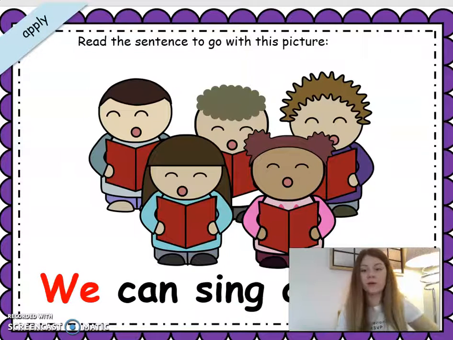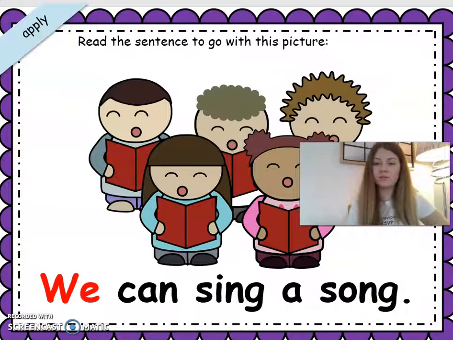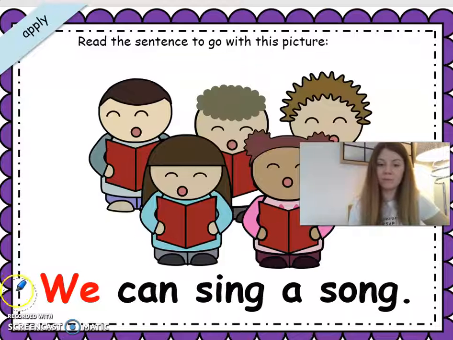So what we're going to do now is have a go at reading a sentence. Now, let's have a look and see if we can find the camera word first. Can you see any camera words? Here's one. We've got the camera word we. Can you see any key words? A. Well done. And now we're going to put our sound buttons on to read the rest of the words. Da, da, da, da, da, da.